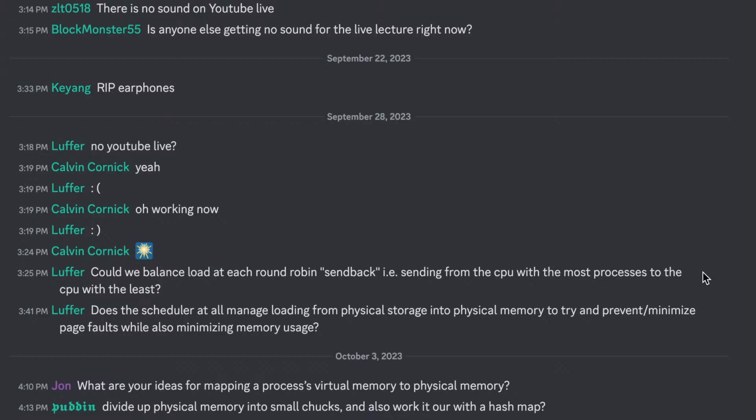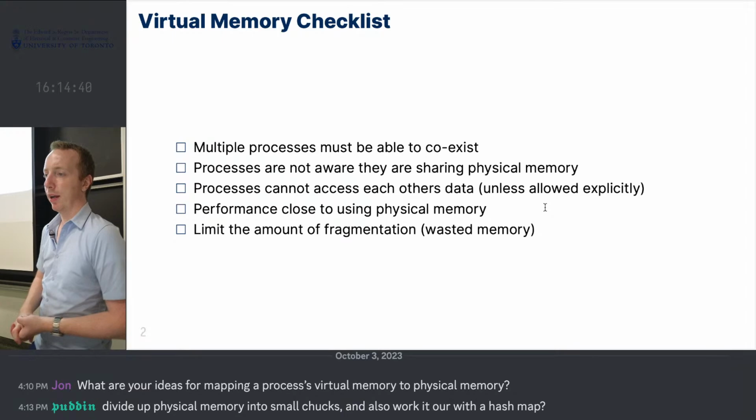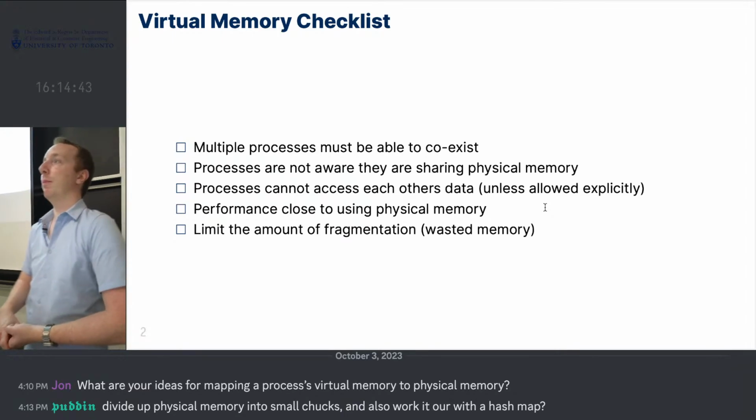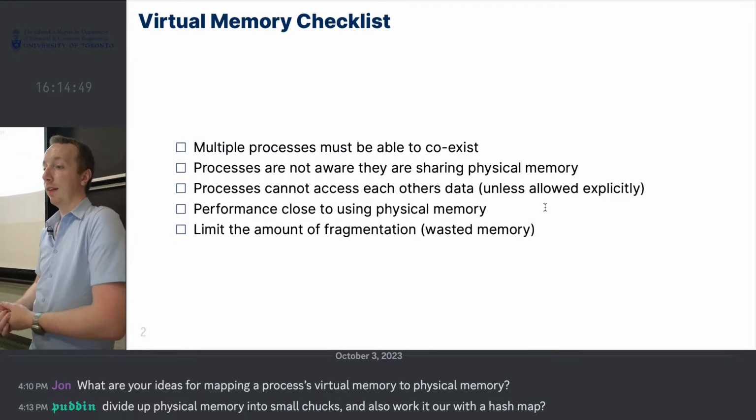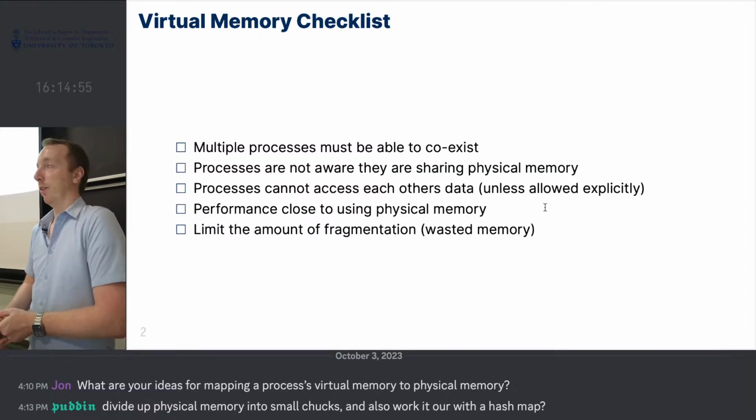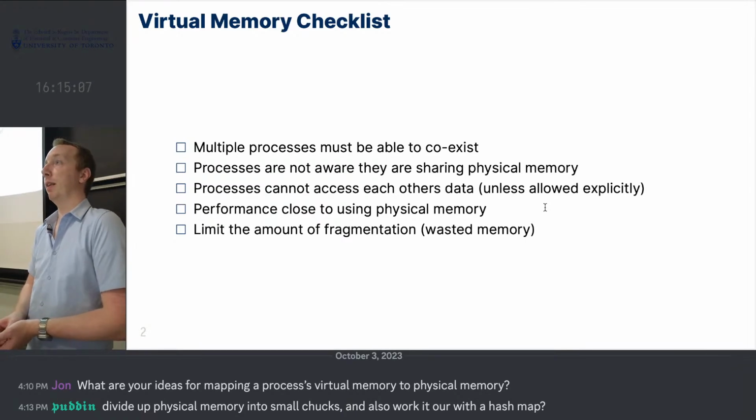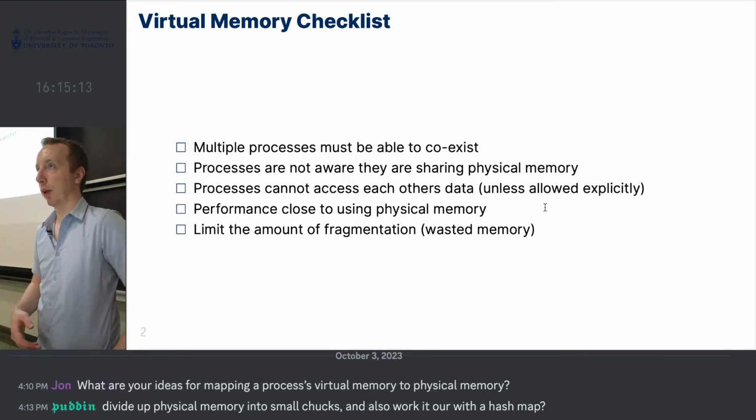In fact, you've described a technique we'll use, but first we'll keep this checklist in mind. With virtual memory, it needs to be independent for each process. So multiple processes have to be able to exist at the same time. They shouldn't be aware that they are physically sharing memory. They shouldn't be able to access each other's data unless they're explicitly allowed, which we'll see how to do later. It's a type of way to communicate between processes, but by default everything should be independent for each process, because you wouldn't want another process to read your passwords or your private key or whatever.